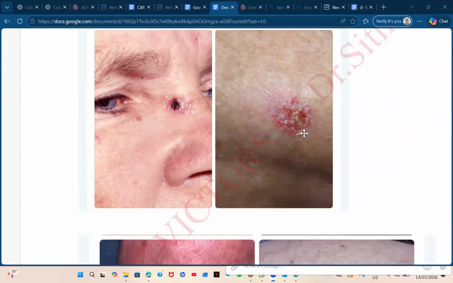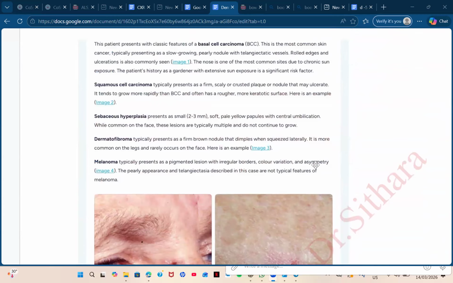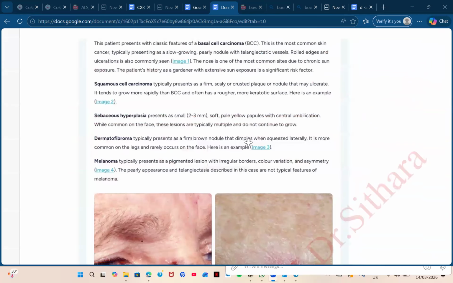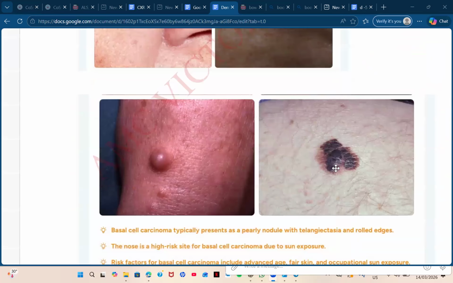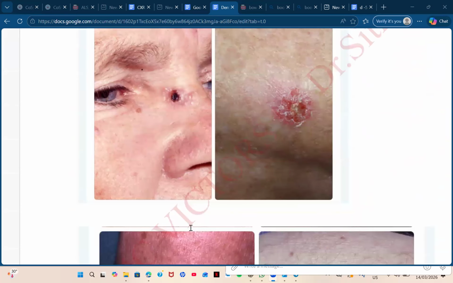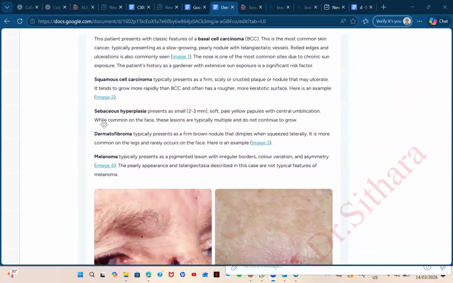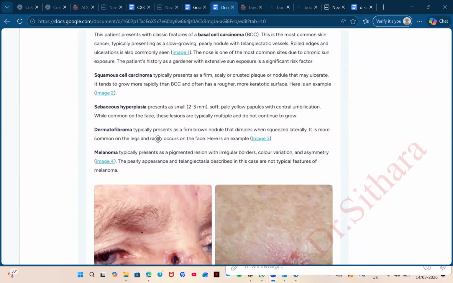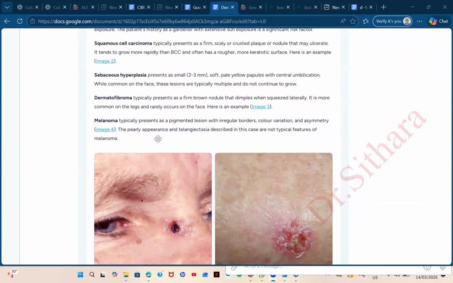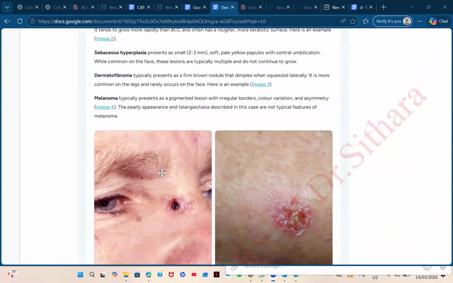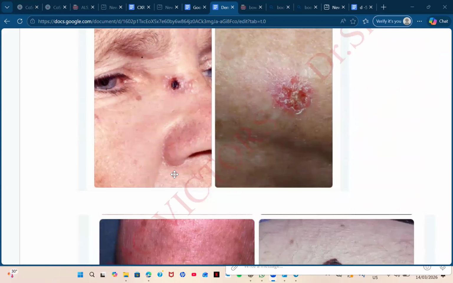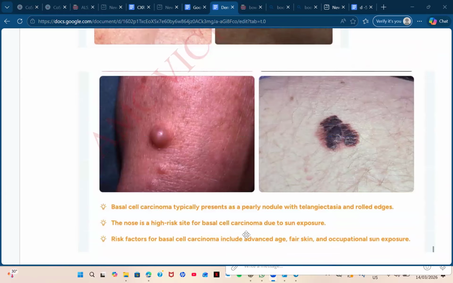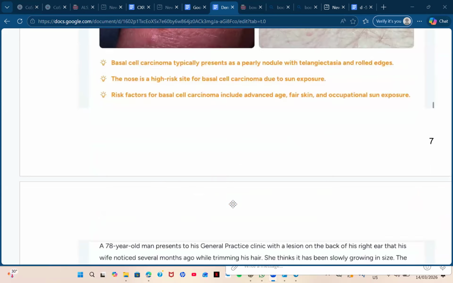Here, this is Bowen's disease, I think. Squamous cell. This is image one. Okay, this is melanoma, and this is dermatofibroma. Okay, this is the squamous cell carcinoma, right? Ulcerated case, they have mentioned. Don't worry, I have added it. Yes, this is the melanoma.